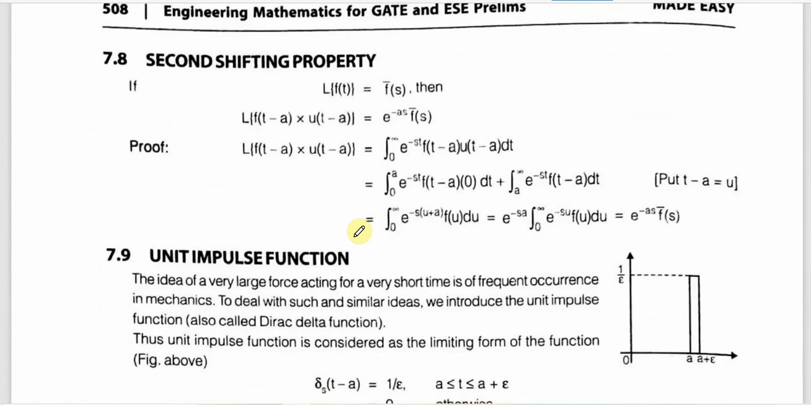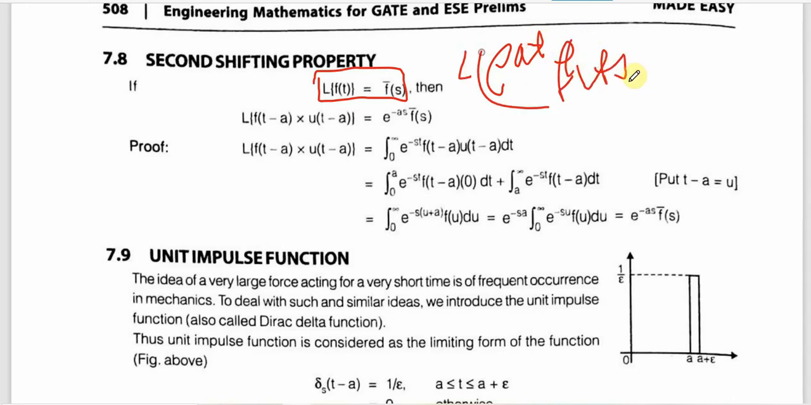Now, second shifting theorem. What is the second shifting theorem? The theorem says that if Laplace of f of t is equal to F of s, then what will be the Laplace of e to the power at into f of t? It will be F of s minus a.